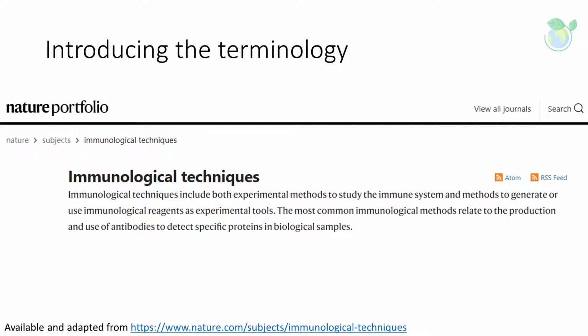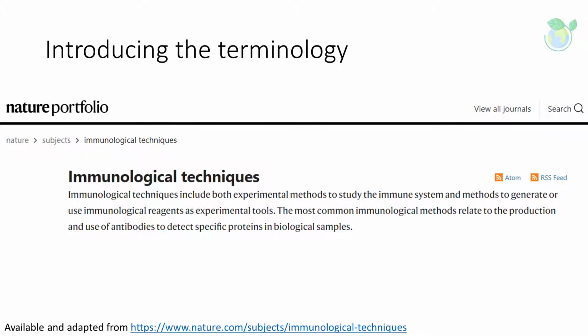Broadly, it is split into two parts. First, the experimental methods to study the immune system. Second, it encompasses the approaches, strategies or research methods to generate or use immunological reagents as experimental tools.